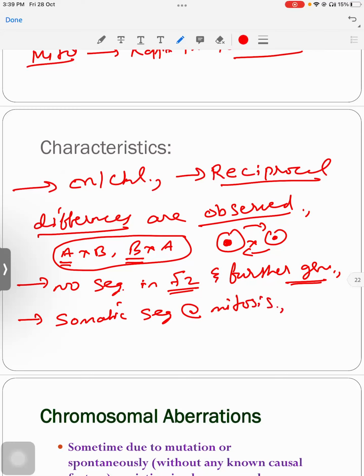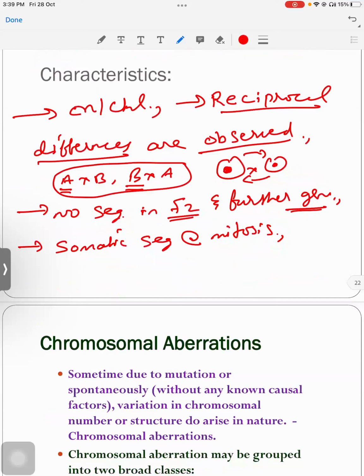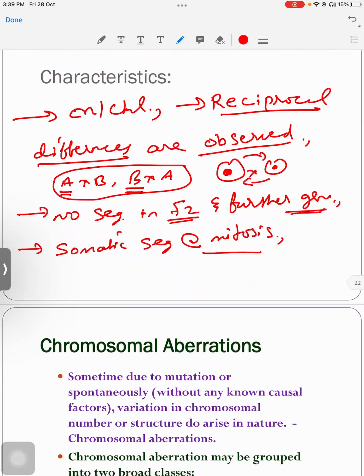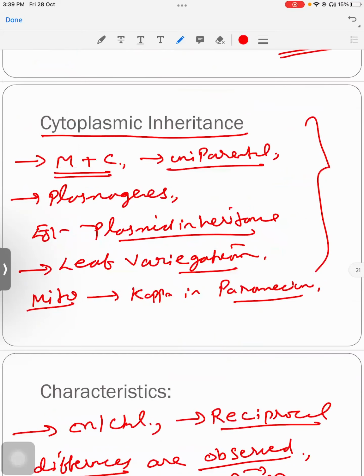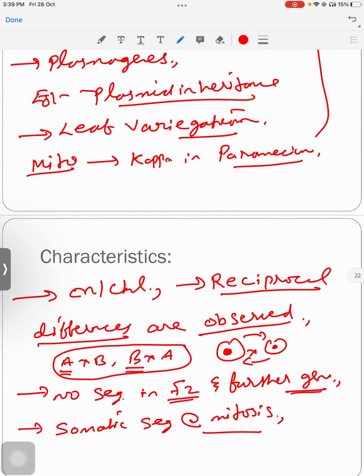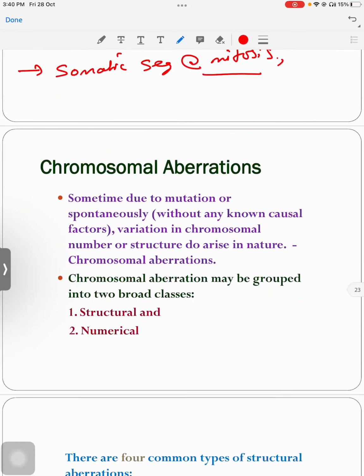Okay, so these are the basic things which you should compulsorily learn, because I see students writing many other things, but they don't focus on the important things which we should observe.